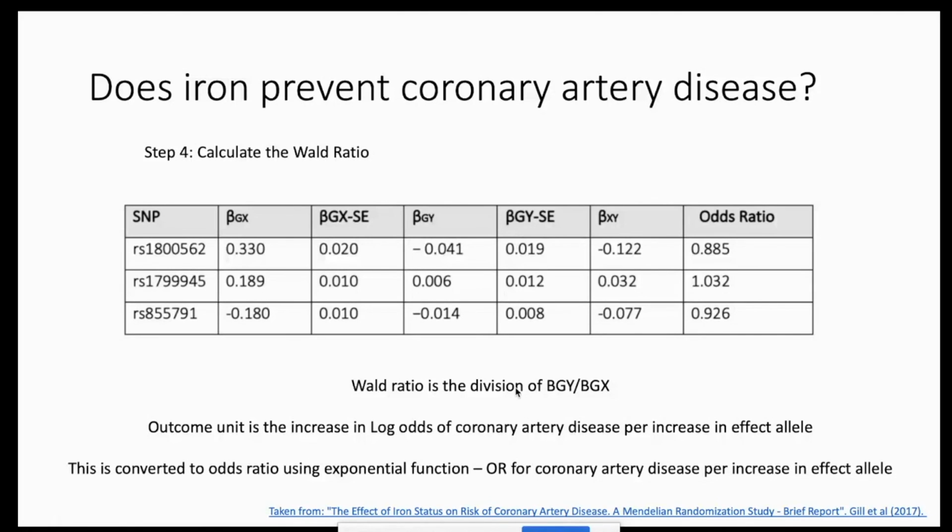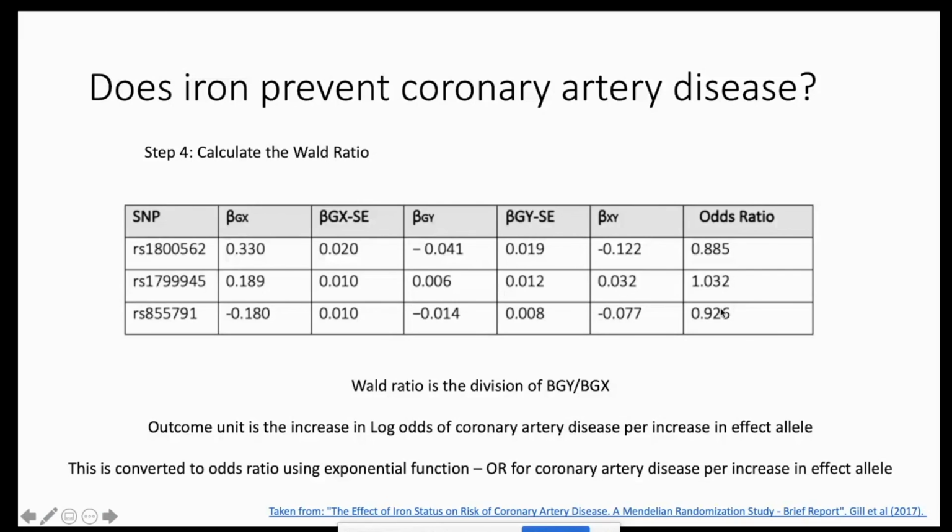And then we convert that to the odds ratio, as I've said, using the exponential function. And that gives us the odds ratio for coronary artery disease for every one of these effect alleles that a person has.